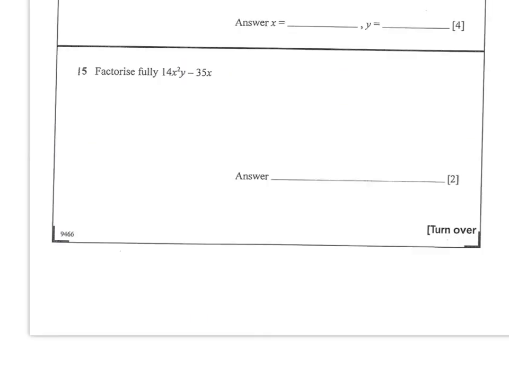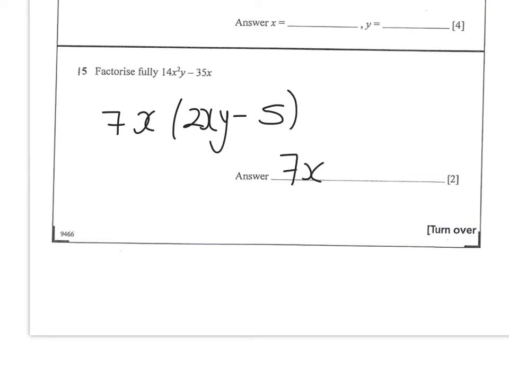So to factorise, we're looking for common factors. What goes into both 14 and 35? That's 7. 7 times 2 and 7 times minus 5. What goes into both x squared and x? Well, that's x. And x times x gives us x squared, and x times 1 will give us x. And then we have y, which has no common factor. So we have 7x upon 2xy minus 5.